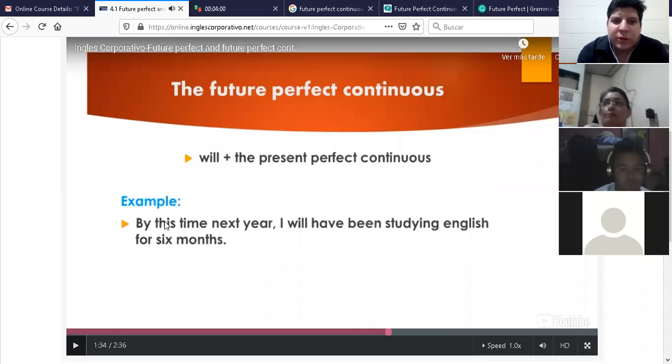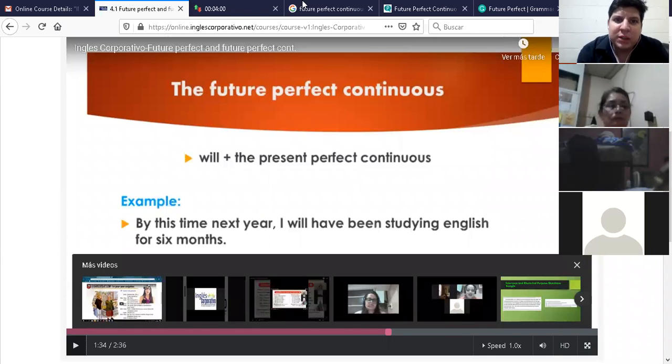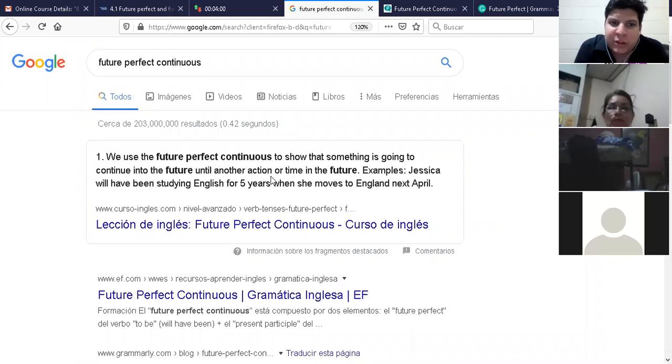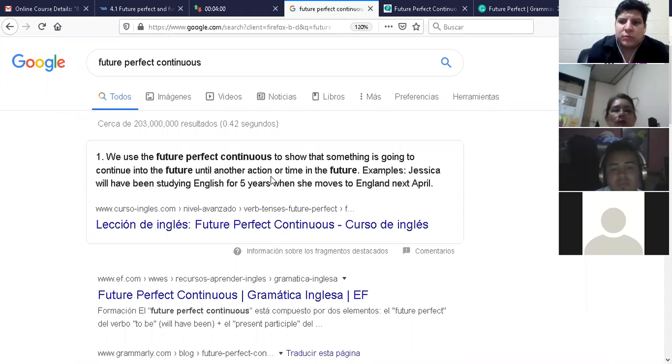So, future perfect continuous, guys, is an action, as you can see. Say it with me, please repeat. We use future perfect continuous to show that something is going to continue in the future until another action or time in the future.